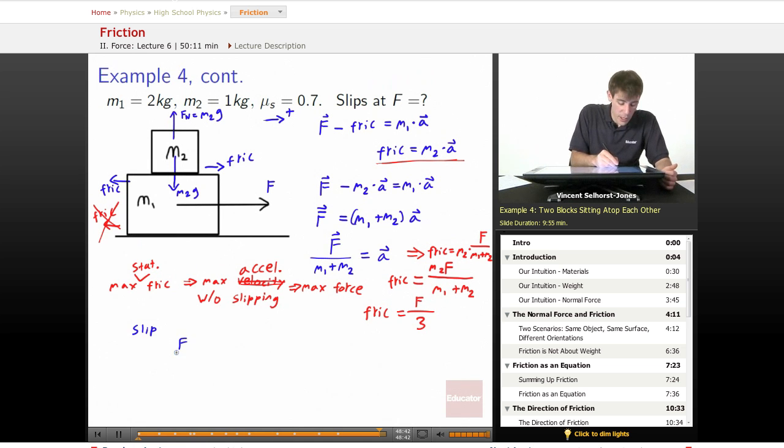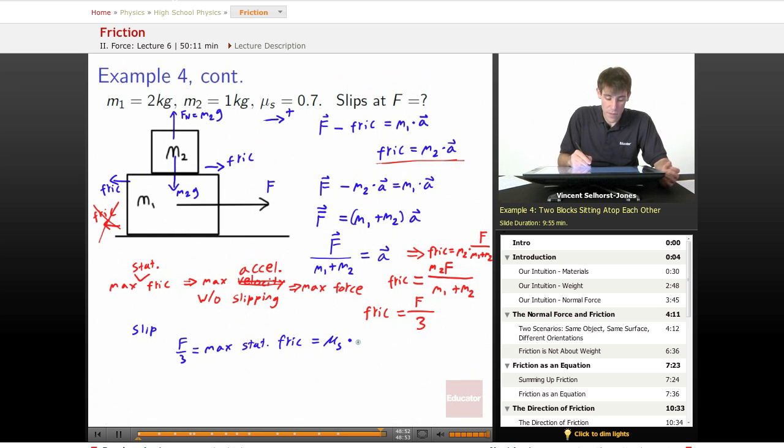Okay. So with all that in mind, we're going to have that it will slip at the moment when F over 3 equals max static friction. What's max static friction? Mu s times m2g, or normal force. So if we want to figure out what that is, F equals 3 times mu s times m2g. We just plug in a bunch of numbers now. We use our calculator at this point.